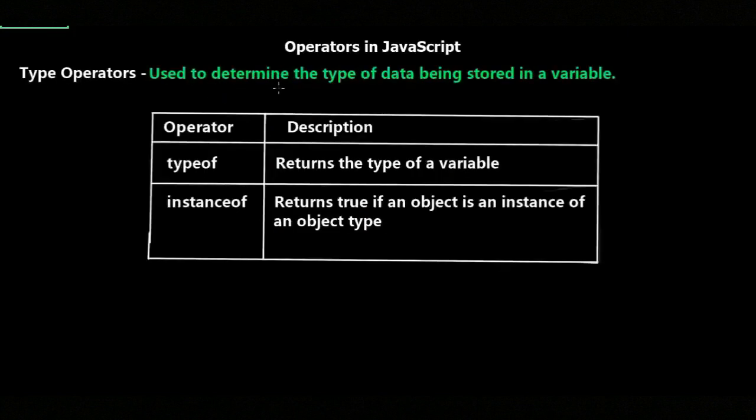Then we have the typeof operator, which is used to determine the type of data being stored in a variable or an object. Depending upon whether it is a variable, we use typeof, and if it's an object, we use instanceof. So if a variable is holding a numeric value, that is a number value, it will return a numeric output. We'll use typeof and instanceof also in further videos.